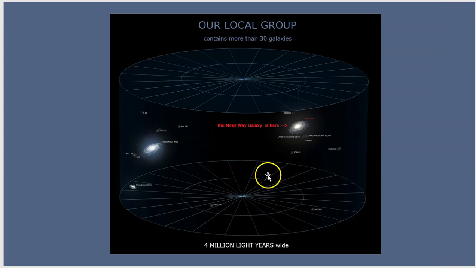Now in this diagram, we see the local group of galaxies. The Milky Way is one of the galaxies in our local neighborhood, but there's another large galaxy. In fact, it's larger. It's called the Andromeda Galaxy. You'll notice over here, though, close to the Milky Way, outside of the Milky Way, are two small clusters of stars. They've got several billion stars each.